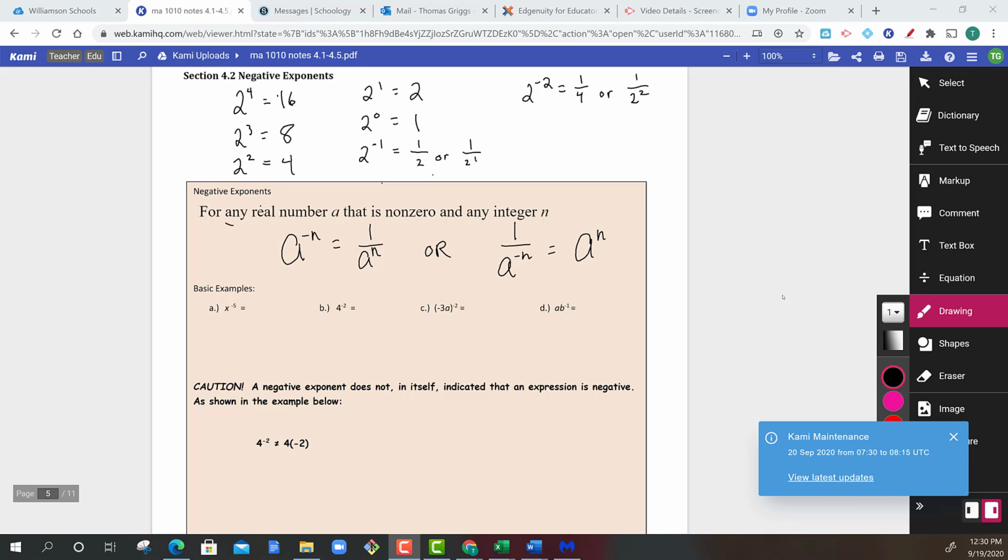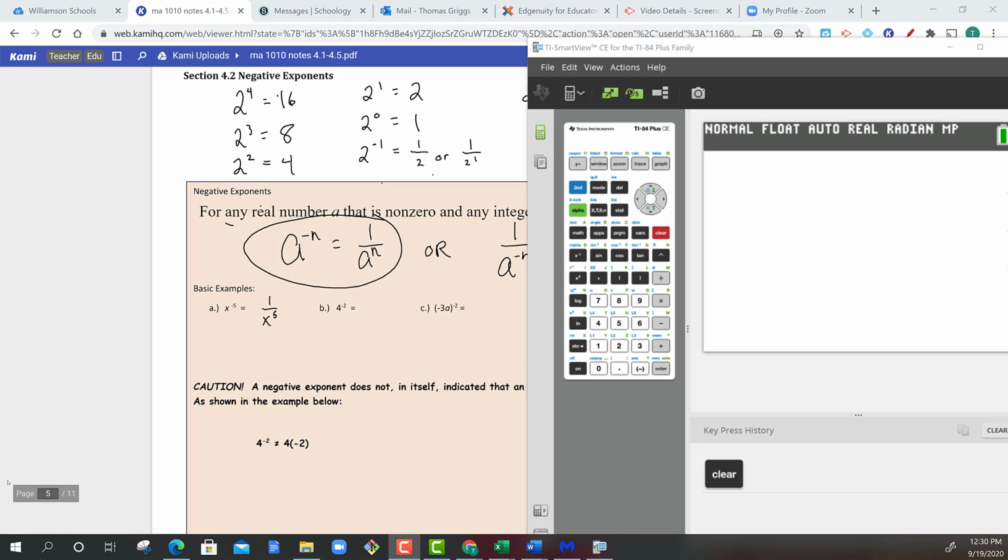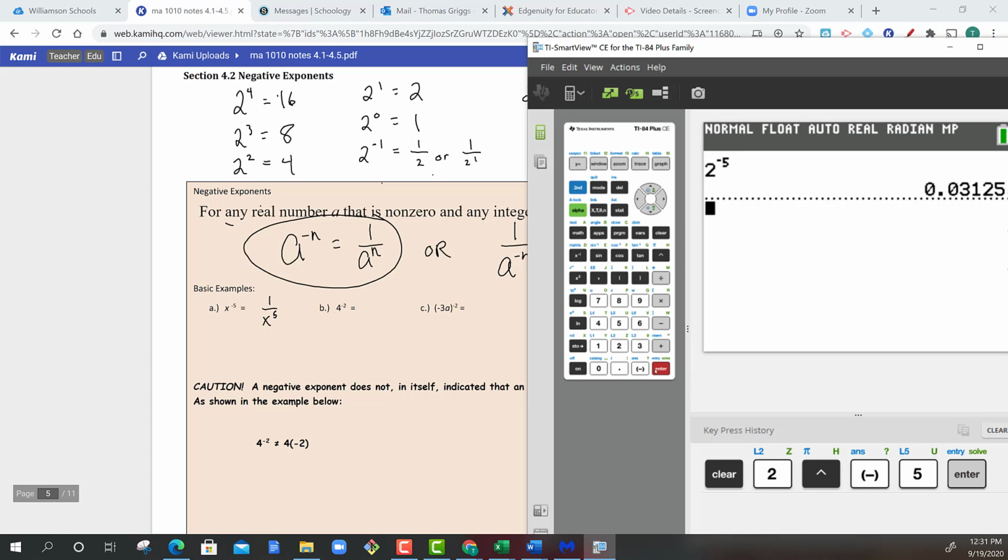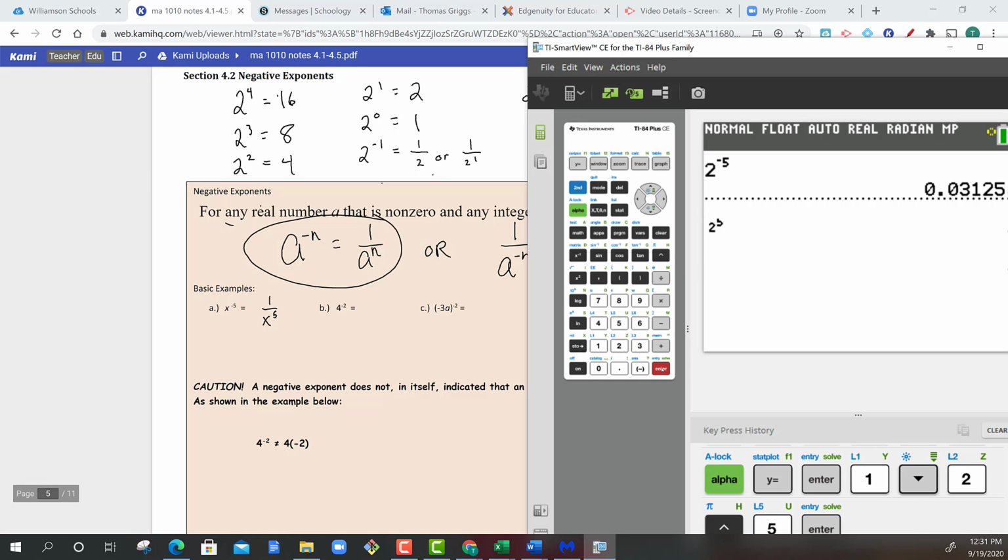x to the -5th, again, we can rewrite this since it's got a negative exponent. So we can use this format right here and just rewrite it as 1 over x to the positive 5th power. And a real easy way to check it is, let's substitute a real number for x. So let's say x was 2. If you raise 2 to the -5th power, you get 0.03125. Or if you type in the simplified answer, which is 1 over 2 to the positive 5th power, we should get that same decimal.